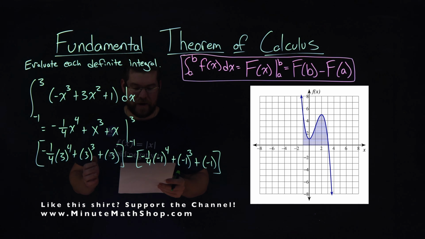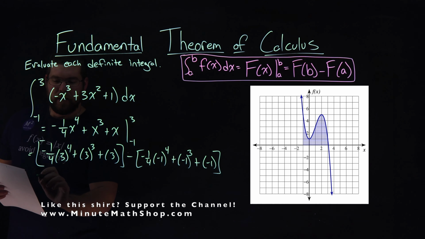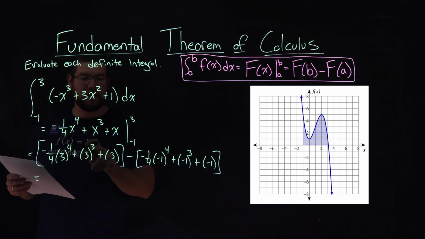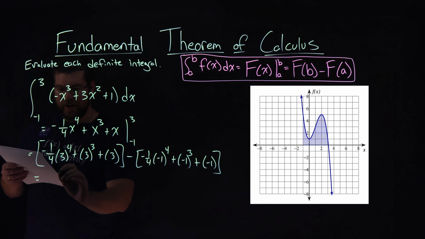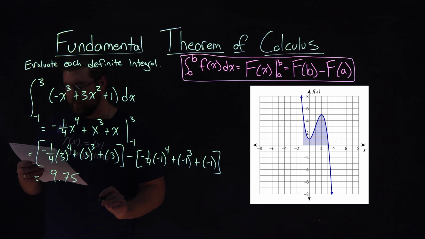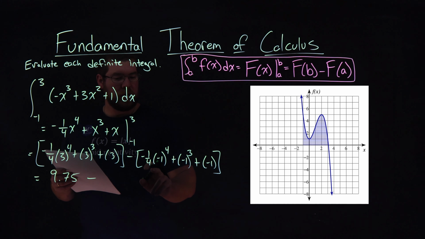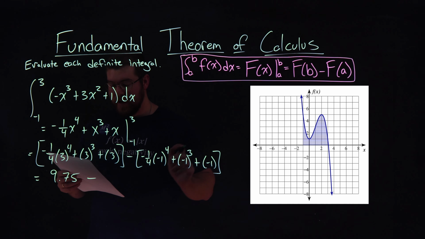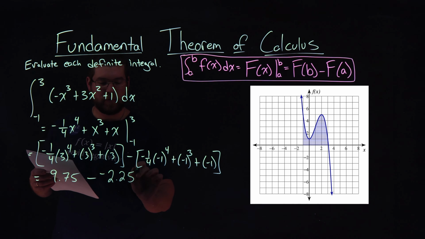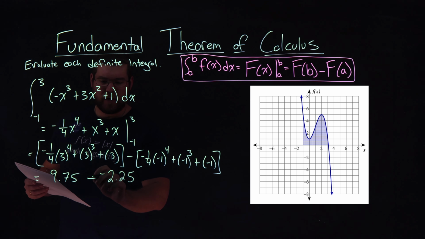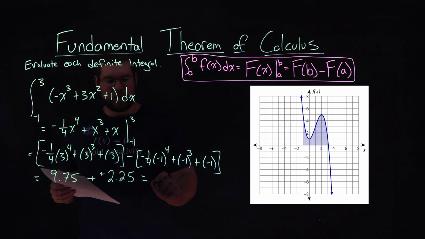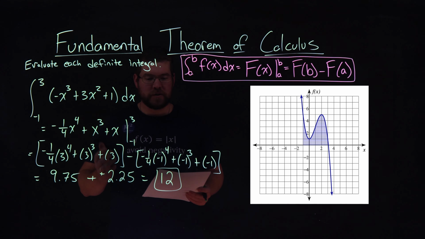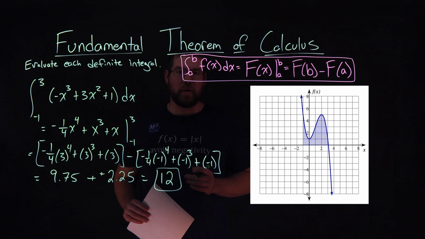Okay, what does this come out to be? Well, I did all that work for you. This part right here, -1/4 times 3 to the fourth plus 3 to the third plus 3 comes out to be 9.75. Minus this part here, -1/4 times -1 to the fourth plus -1 to the third plus -1, is -2.25. Well, subtracting a negative we should know is adding a positive, and that comes out to be 12. And so, taking the integral from -1 to 3 of our function is a positive 12.